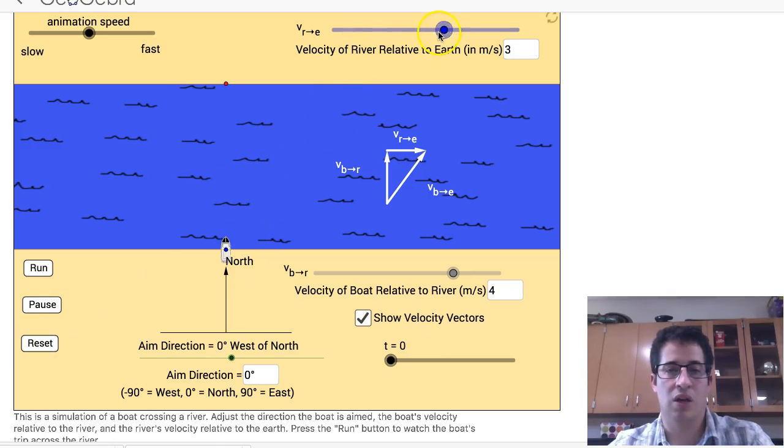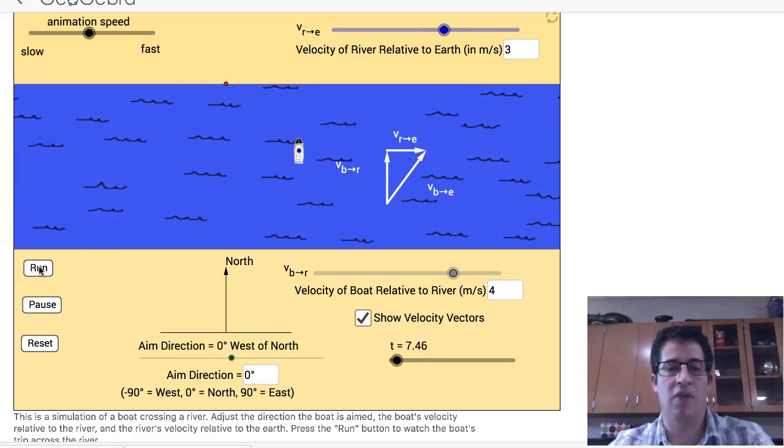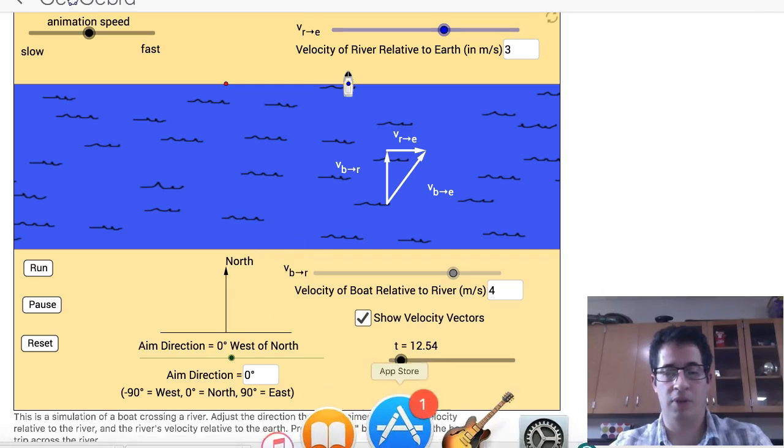Okay, let's watch it again. With 0 velocity for the river, it goes straight across, 4 meters per second. We give the river some velocity. Now it's going further in that same amount of time, so we have a greater velocity relative to the Earth. Now the person in the boat feels like they're still going 4 meters per second. They're looking at the water and they're going past the water at a rate of 4 meters per second. But to the person standing here on shore, they're going 5 meters per second.